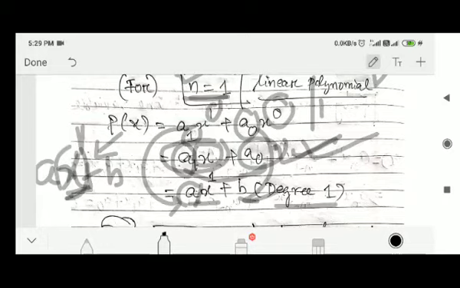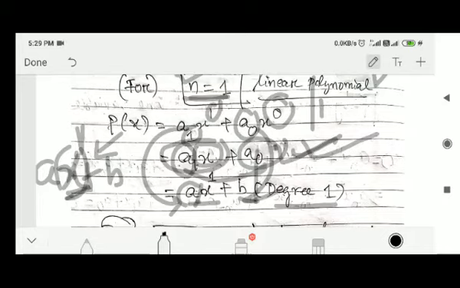How much power? 1. So if degree 1, it means it is a linear polynomial. Remember, degree 1 means it is a linear polynomial, because it has one variable and the variable should have degree 1. Degree means power should be 1. If the maximum power is 1, which is called degree, then you can say this is a linear polynomial of one variable.